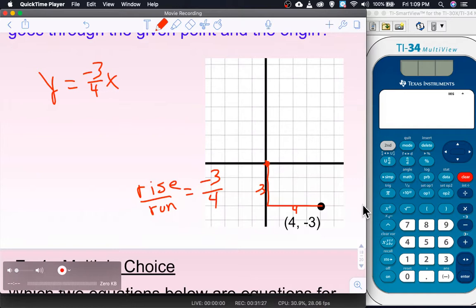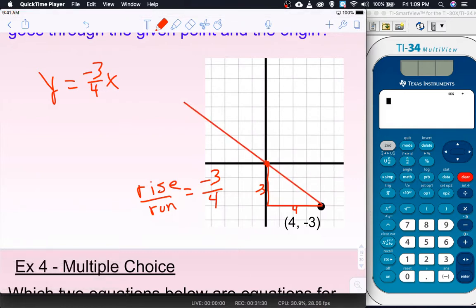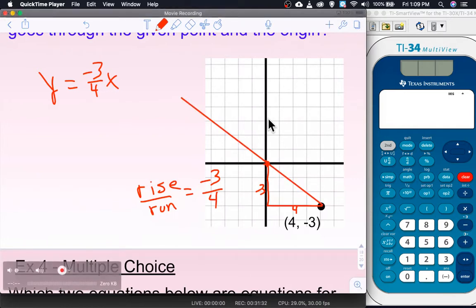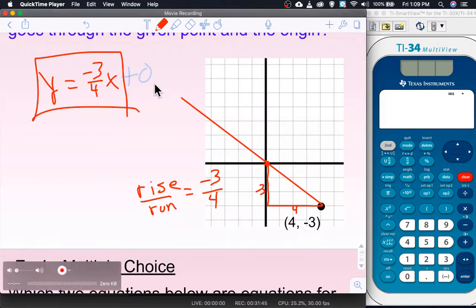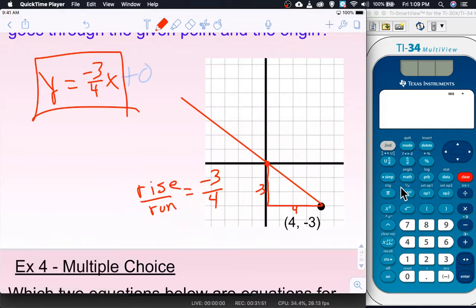And if I draw my line in again, my line is crossing the y-axis at the origin, which is 0. We don't have to write plus 0. We would probably just leave it like that. But understand that that's why we're not putting a thing here, is because it is just a plus 0. Our y-intercept is 0.